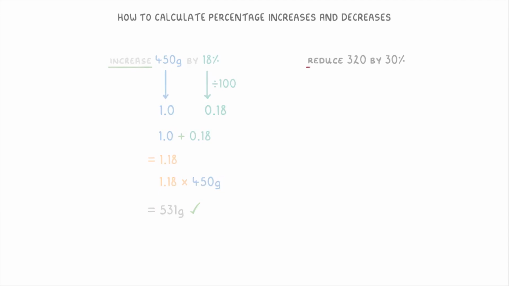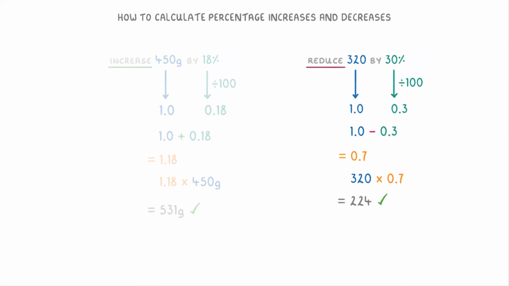For this second one, we need to reduce or decrease 320 by 30%. So this time, we still think of 320 as 1, and write the 30% as 0.3. But because we're reducing or decreasing this time, we're going to do 1 minus 0.3 to get 0.7 as our multiplier. Then we just multiply 320 by 0.7 to get our new value of 224.